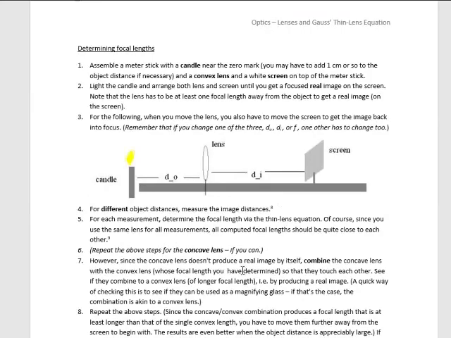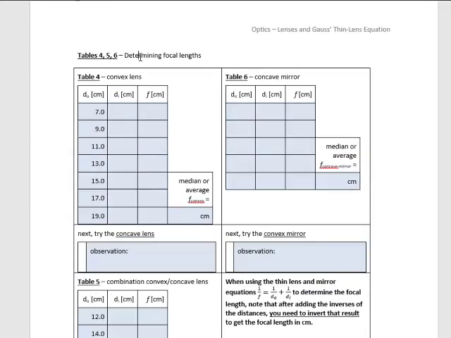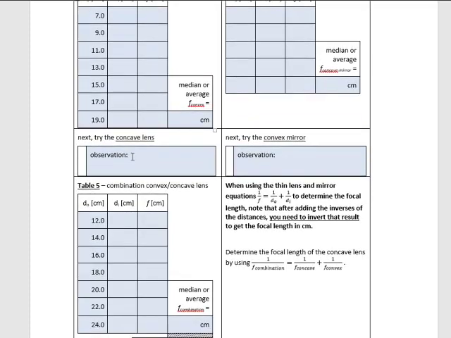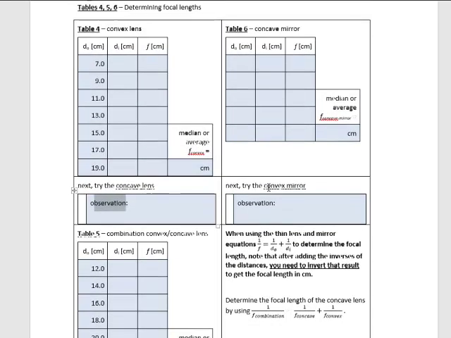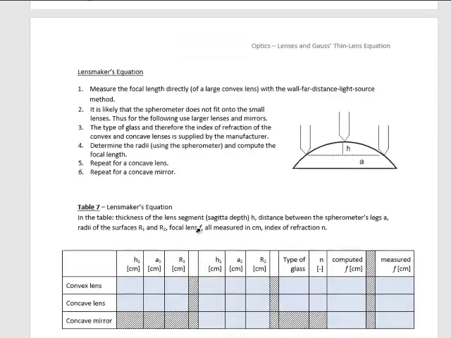This is the setup, and this is at the heart of it. So this is what I will be doing. The convex lens here, then the concave lens, and apparently that table is pretty short. Then the combination convex-concave lens, then the concave mirror, then the convex mirror. Again, that will be at the heart of it.